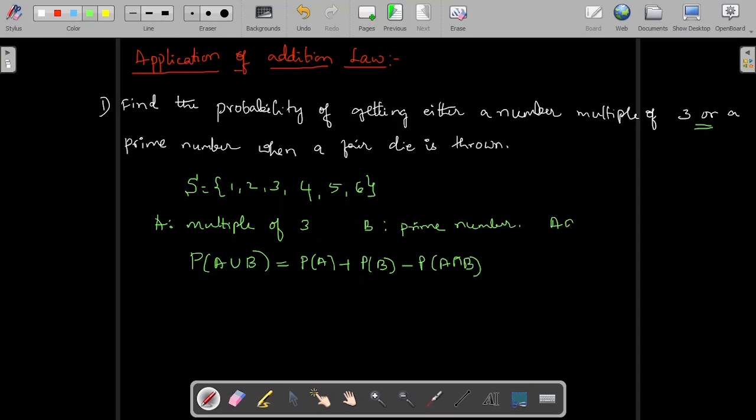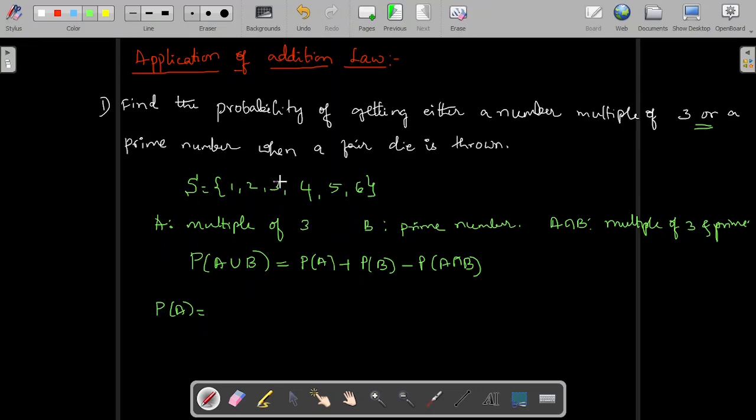Now let us find A intersection B. It means getting a number which is a multiple of 3 and a prime number. Such numbers you have to find out. That gives A intersection B. Now let us find the outcomes favorable to the event A. For P of A, I have to find the outcomes favorable to the event A divided by the total number of outcomes, as per the definition of probability. What are the outcomes favorable to the event A?